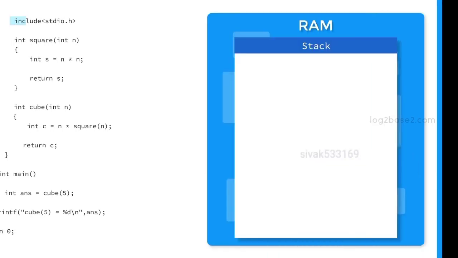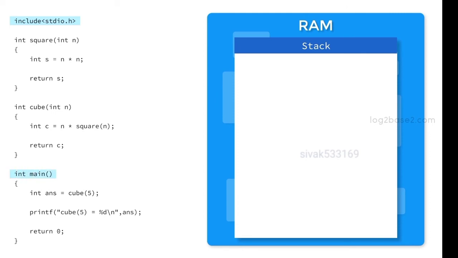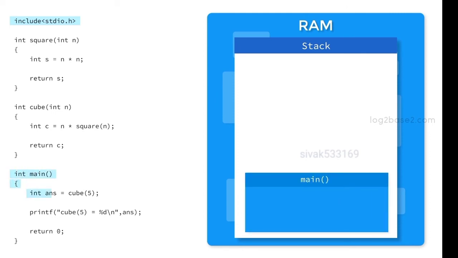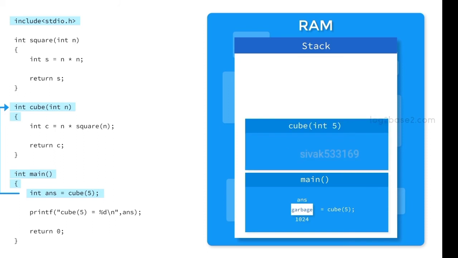Now let us see another program. Execution begins from the main function, so it will be pushed into the stack, and in main we create the local variable ans and call cube of 5. So cube is a user-defined function. It is called here, so control is passed to it and so it will be pushed into the stack.